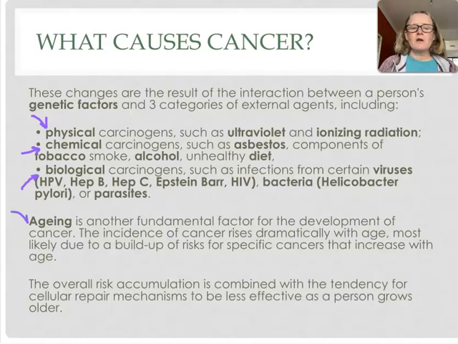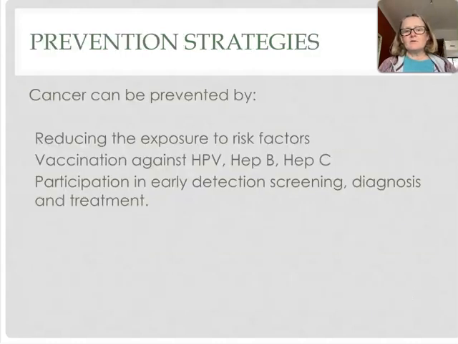And the older you get, the more likely you are to get a cancer, because you get an accumulation of all of these factors. As you get older, you've had more chance for specific cancers to start in your body. But we can prevent cancers. We can reduce our exposure to risk. We can vaccinate against certain viruses, and we can screen for bacteria exposure as well. And we can also make sure that we participate in early detection screening and diagnosis and treatment. So the earlier you can catch a cancer, the more likely you are to cure it.